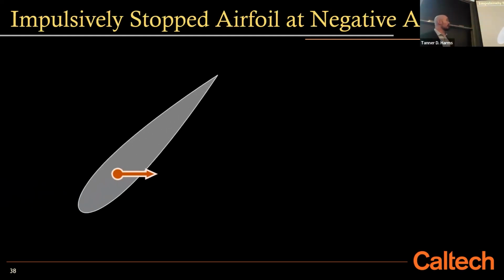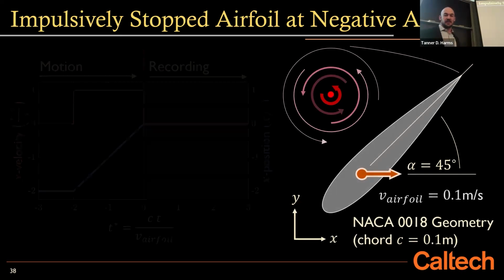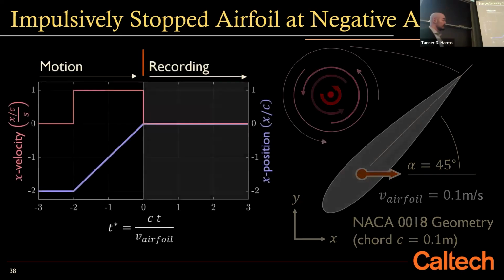The flow that we're looking at is an impulsively stopped airfoil at negative angle of attack, just like what I showed on the screen there. So we move it and then we stop it, and that develops a large starting vortex off the sharp trailing edge that's leading in the flow in this case. And we're using these parameters in our study. For those that are interested in the dynamics, here they are shown on the screen. This is the position in blue. We impulsively start and then stop the airfoil and begin recording as soon as the airfoil stops.